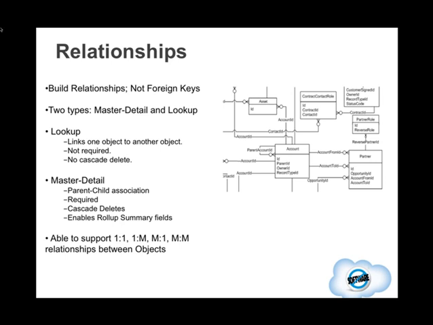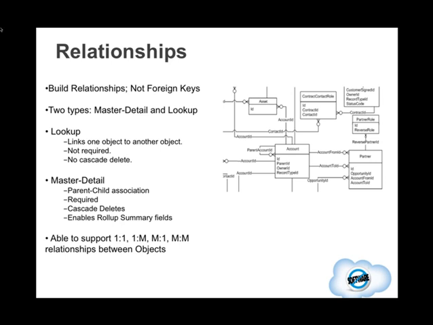And we have two types of relationship fields on Force.com. We have a lookup relationship, and this allows you to create a relationship between one object and another, and it allows you to navigate from one to another, for example, both visually and programmatically. And then we also have something called a master detail relationship, and this is a special type of relationship that makes this bond a lot stronger.